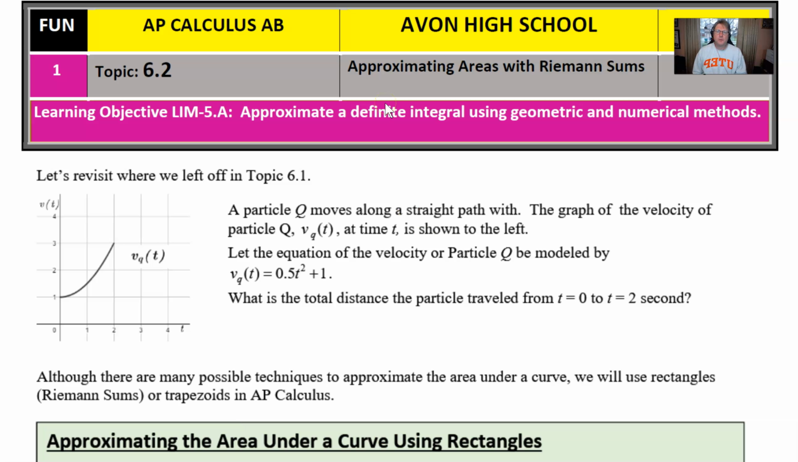Now, if we remember where we left off with topic 6.1, we had this particle Q, and we said that it moved along a straight path. And if you recall, in our example 2 from lesson 6.1, we were given the graph of the velocity of a moving particle. In that case, it was moving particle P. And that moving particle had a constant velocity. In other words, it had a straight horizontal line depicting its velocity.